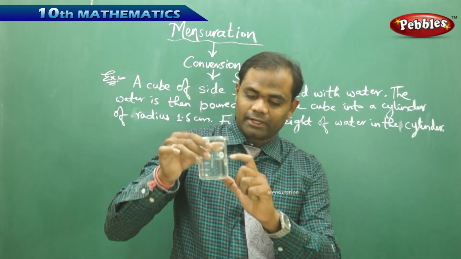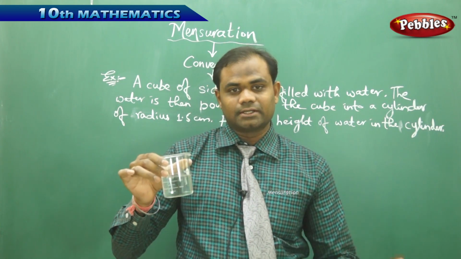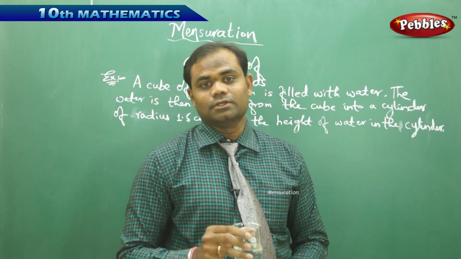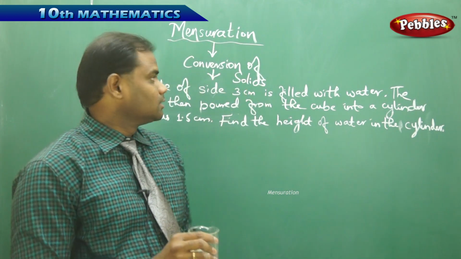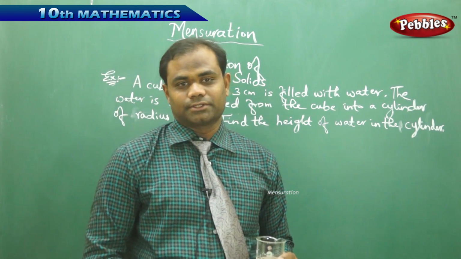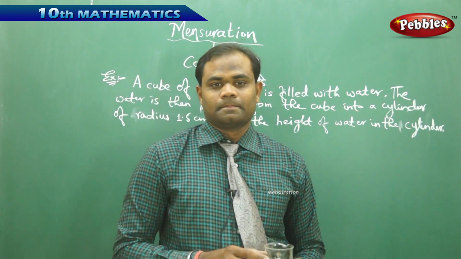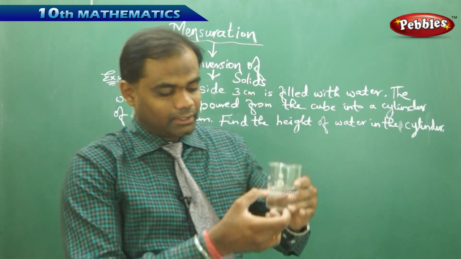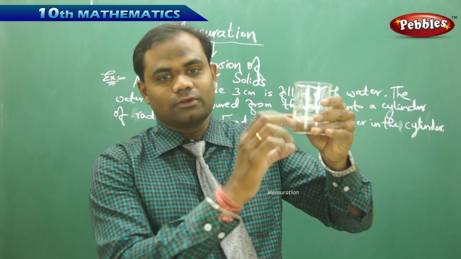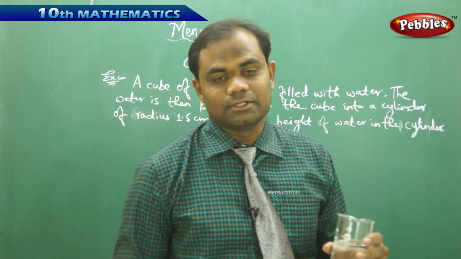Now, how do I find the height of this water using the basic cube which is taken into consideration in the initial case? This topic is about the conversion of solids from one solid structure to the other. In this case, a cube converted into a cylinder. So let's see how I can find the height of the water in this cylindrical beaker, the water which is poured from a cube of side 3 centimeters is the question out here.